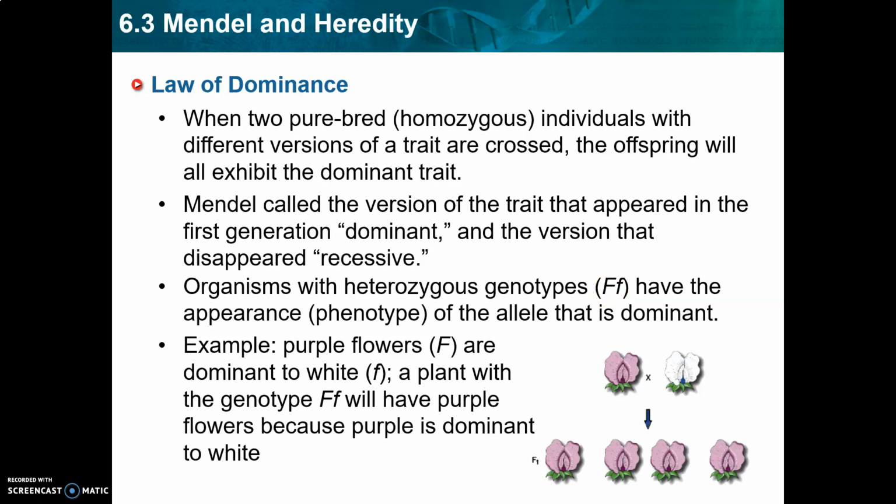So again, our example here was with flower color. We had the purebred purple and white flowers. In the F1 generation, all of the offspring have the purple phenotype, therefore purple must be the dominant allele.